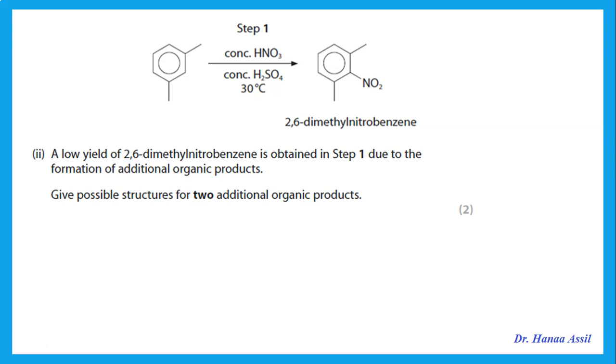Then the question says a low yield of this product is obtained in step 1 due to the formation of additional organic products. This is not the only possible product that I can get. Give structures of 2 other possible products. So if we're trying to add a nitro group on that benzene ring, it could give me that product, but it could also put the nitro on other places, for example on this carbon or on this carbon. So these are 2 additional byproducts that could be formed.